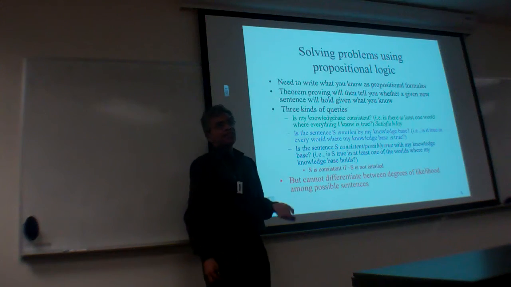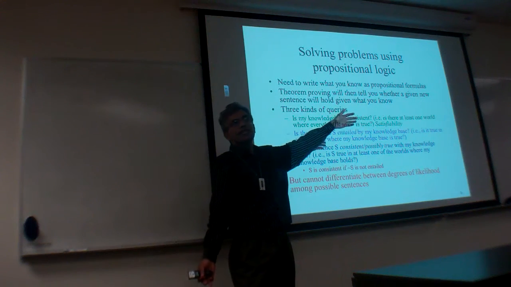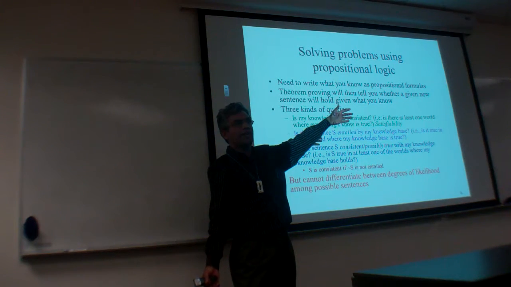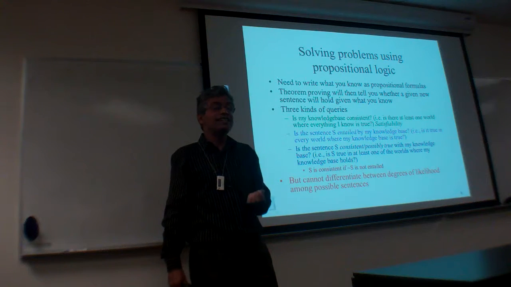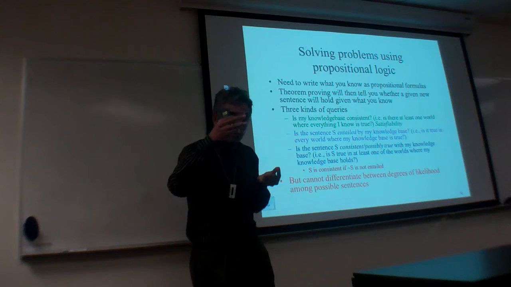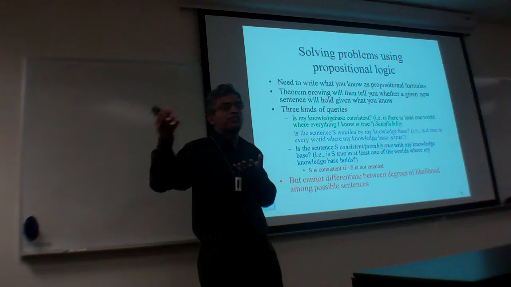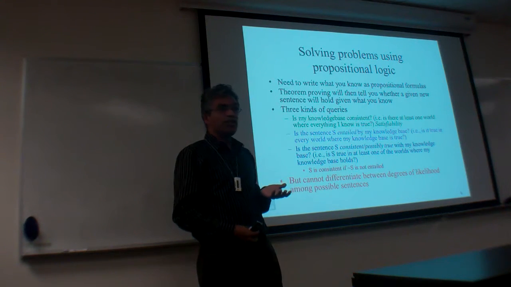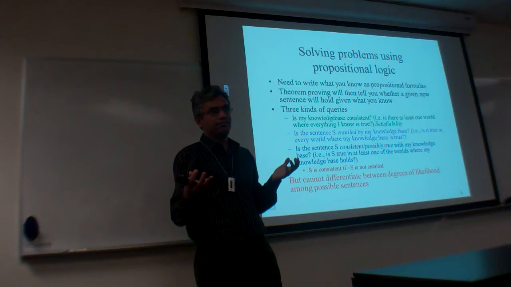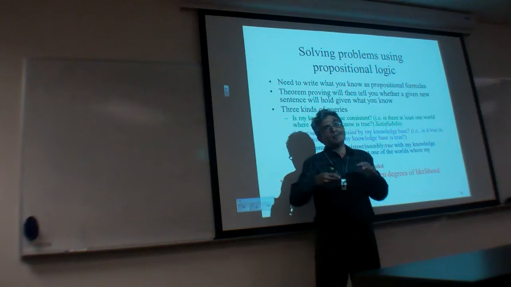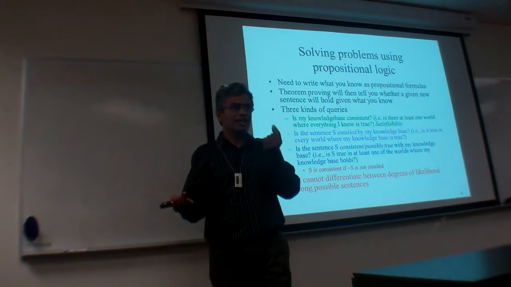One question you can ask is, I know something about the world, is my knowledge consistent? Your knowledge is consistent if it has at least one model. That means there's some world in which all of what you know is true. If there's no world in which all of what you know is true, that means what you know is inconsistent. So the question of is my knowledge base inconsistent is really, is my knowledge base satisfiable? Or does it have at least one model?